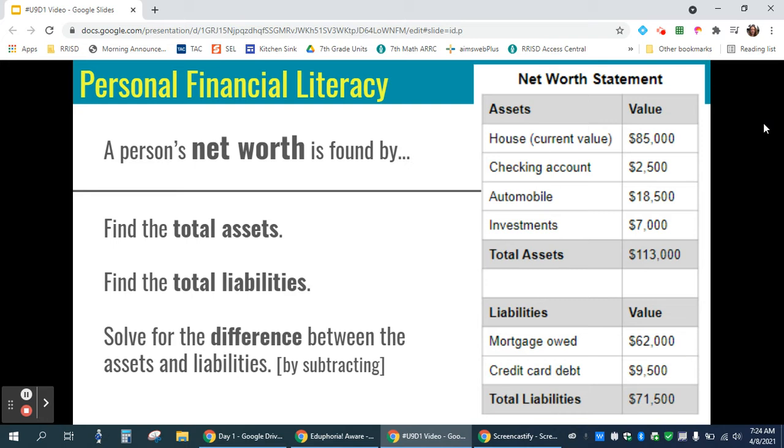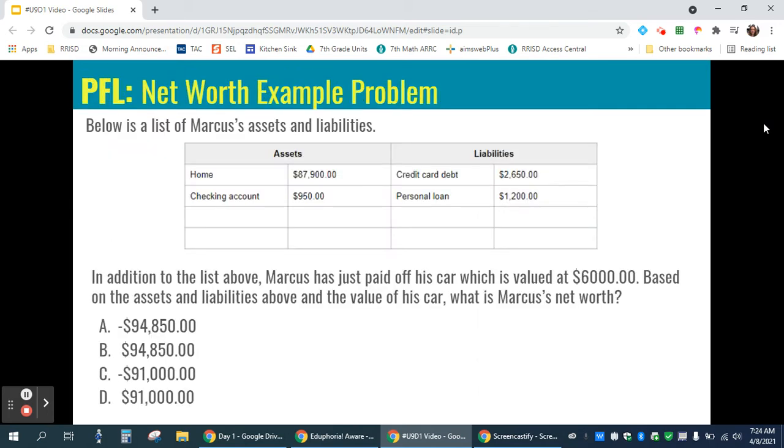So again, a person's net worth is found by you identify the total assets that you have and identify the total liabilities, and then find the difference between them two by subtracting, right? In math, whenever we hear that word difference, we know that we subtract. And so we see, okay, do I have more assets or do I have more liabilities? So let's go ahead and start an example problem.